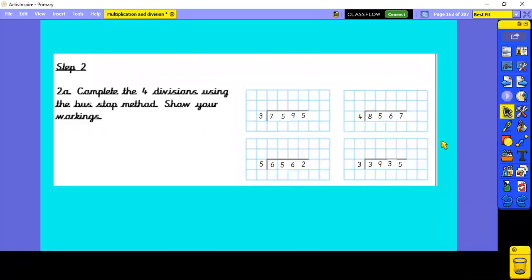Okay, year 5. So here is the step 2 questions. So pause the video to have a go at those in your books. So remember, just have a go. It's all about trying, even if you don't get the answer correct.